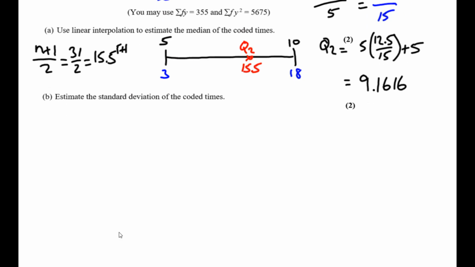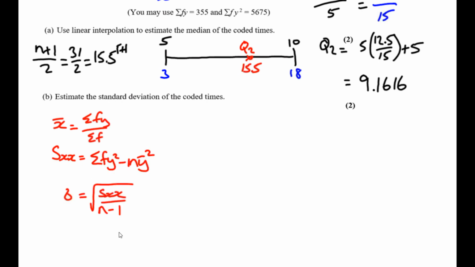Okay, moving on. Next we're asked to estimate the standard deviation of the coded times. So standard deviation, straight away, a few things that we know we need. We're going to need X bar. We're going to need to calculate S of XX. And then finally, we can find the standard deviation. X bar, S of XX, and then finally the standard deviation. Okay, so a lot of those values have been given to us already. We had some summary statistics up here. Definitely going to make these calculations just that little bit easier.